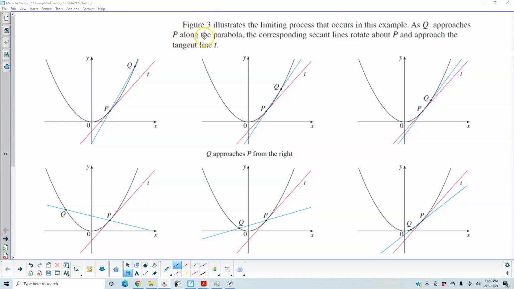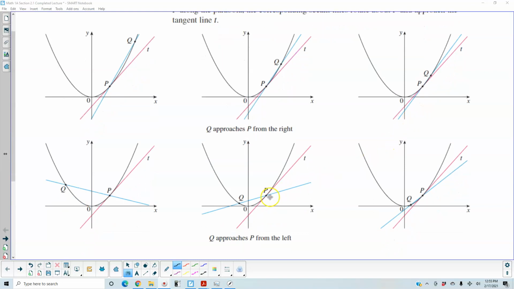Here now, figure 3 illustrates the limiting process that occurs in this example. As Q, the point Q here, approaches P along the parabola, the corresponding secant lines rotate about P and approach the tangent line. So the red is the tangent line, and we can see that Q, you can see here now it's getting closer to P, and then here it's getting closer to P, and it's approaching it from the right.